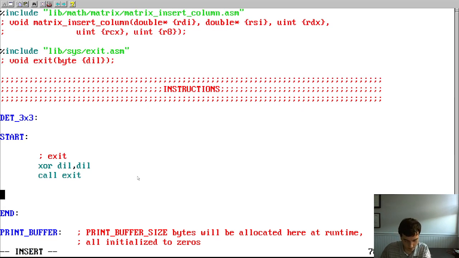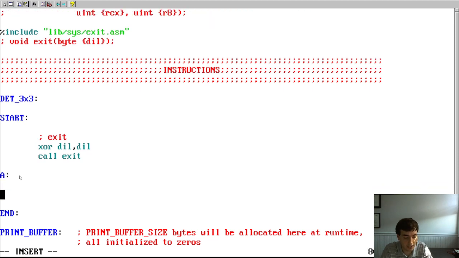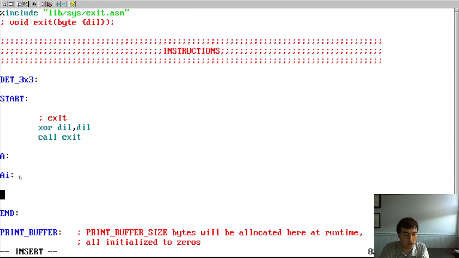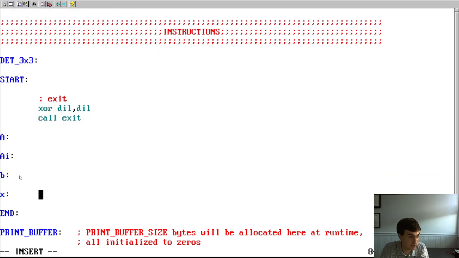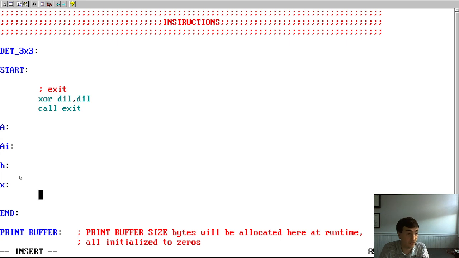So I'm gonna have it written down here, the matrix coefficients. So we'll need the A matrix. We'll need a determinant, like a temporary matrix where we're gonna put in the right-hand side vector to evaluate the determinant. We'll also need the right-hand side matrix B, and we're gonna need a spot to put our solution X. And so the solution, we don't care.